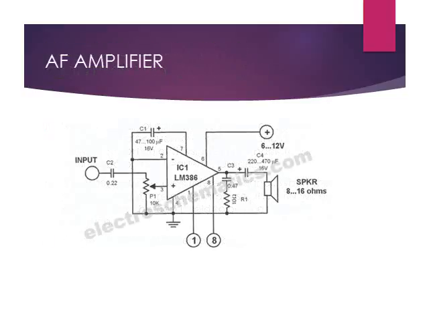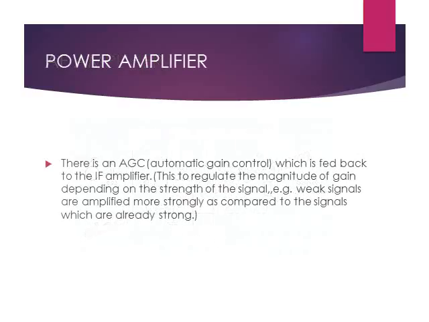Now let's see what an AF, or audio frequency, amplifier is. It is basically a voltage amplifier which amplifies the demodulated voltage signal. Then there is the power amplifier. The demodulated signal might be weak or strong.